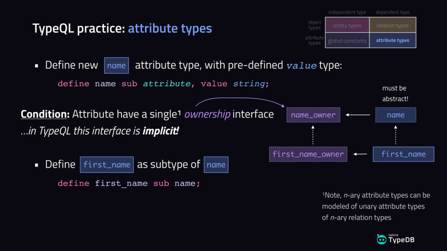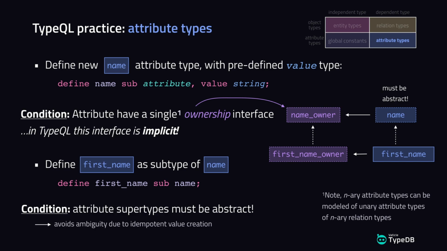There's one more condition here. So you might have spotted that name now must be abstract. So this is once more special behavior for attributes. Attribute supertypes must be abstract in the Pira model. Again, that has to do with avoiding ambiguity because of the special behavior of values and the idempotent creation.